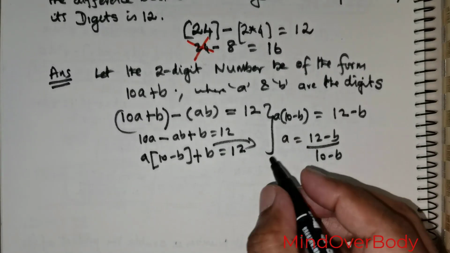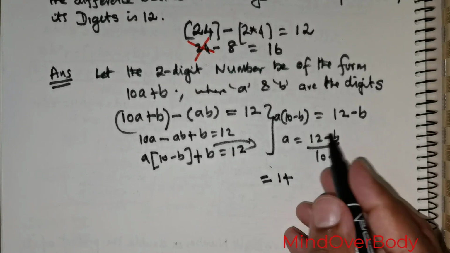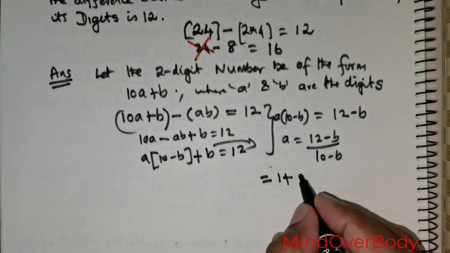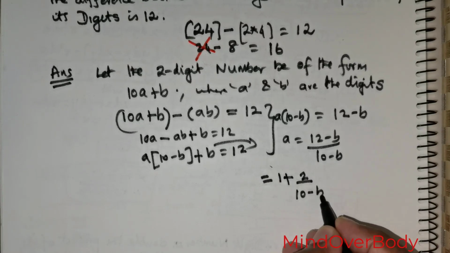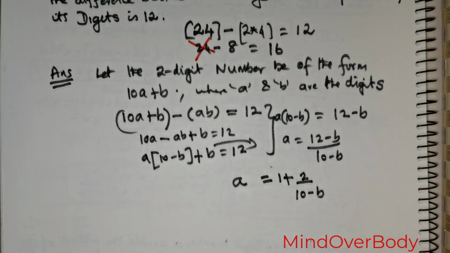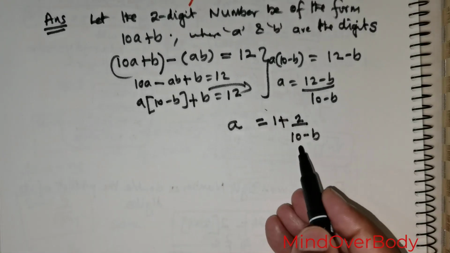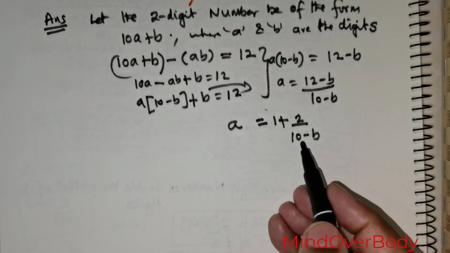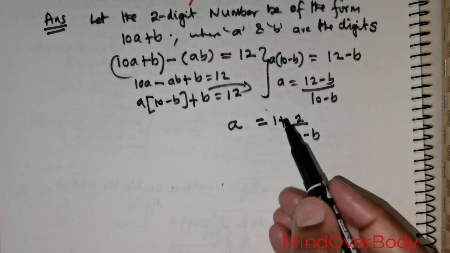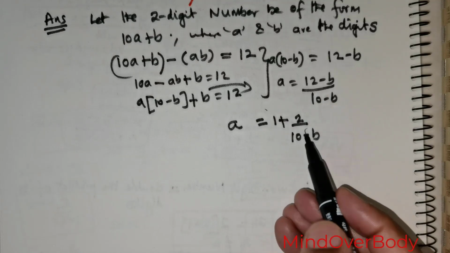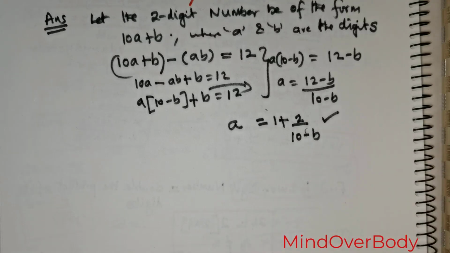Now I can very well rewrite this by simple algebra as follows: a = 1 + 2/(10 - b). On the left side I got a. So this is always possible, because if you take the LCM as 10 - b, you would get (10 - b) + 2. You add, you get (12 - b) divided by the denominator. So this is always possible.